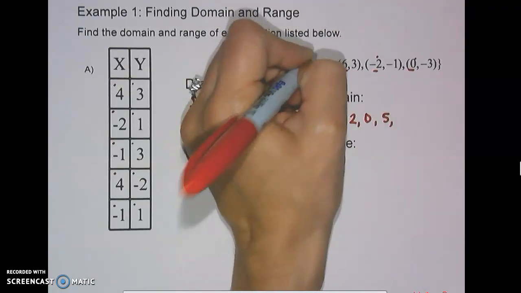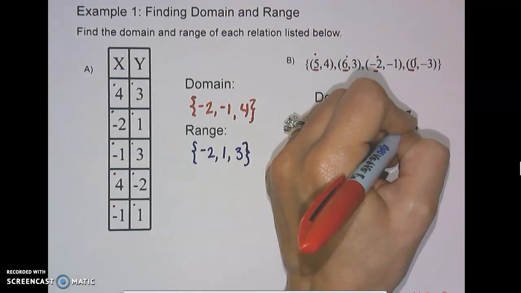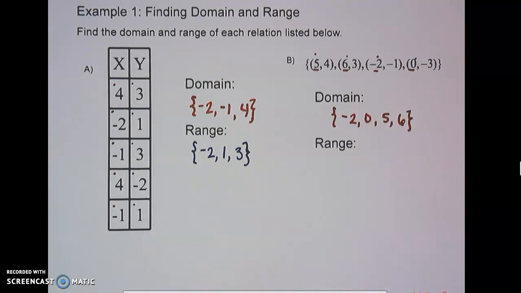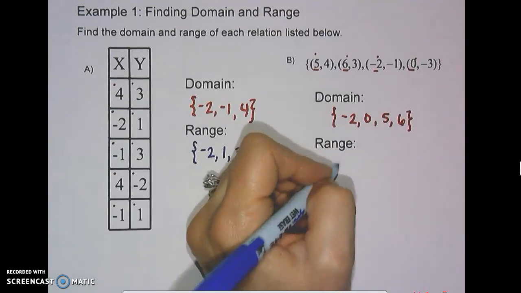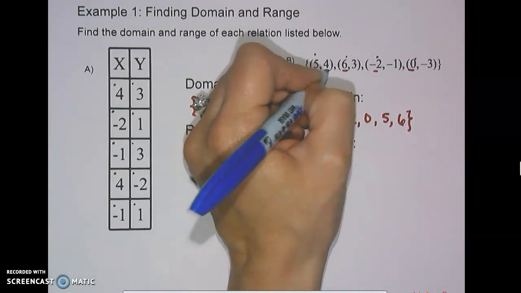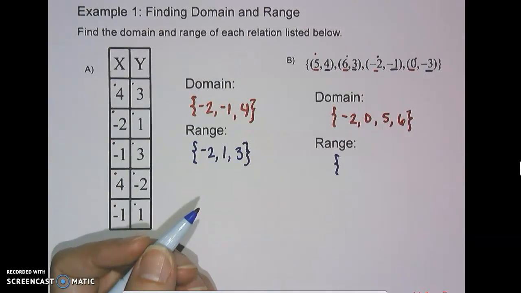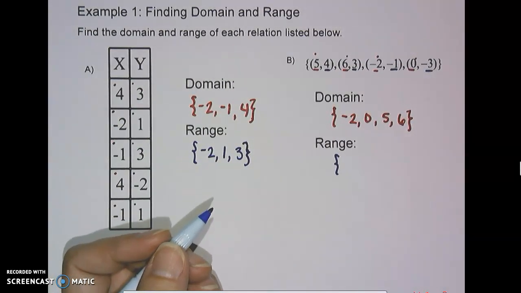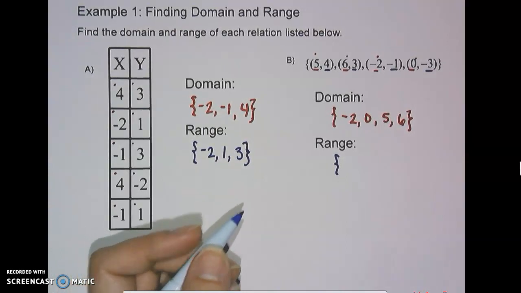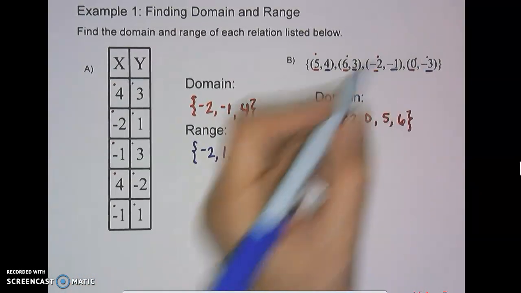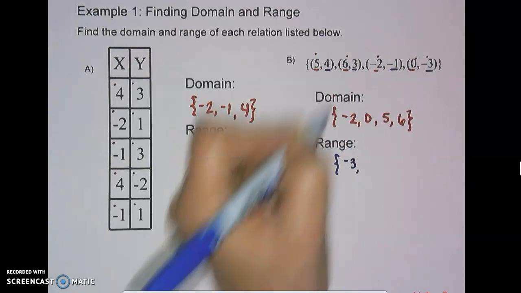Next would be 5. And last would be 6. So none of those repeated, so there is nothing to repeat. We just list them all out. And then the y coordinates of this are going to be the range. And just like I'm doing, if you want to use different colors to help make it make a little more sense, that's fine. So we would start with -3 is the smallest.